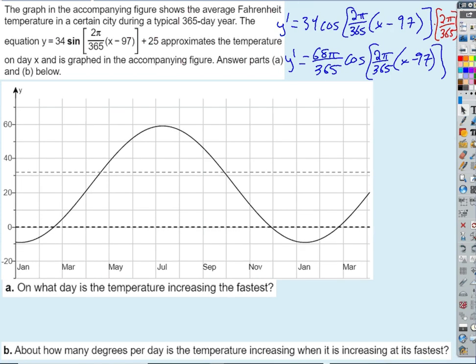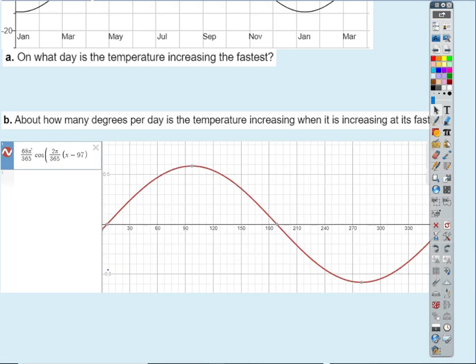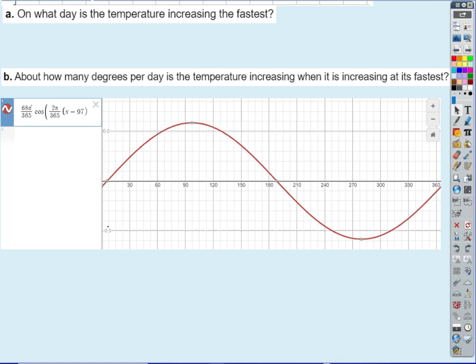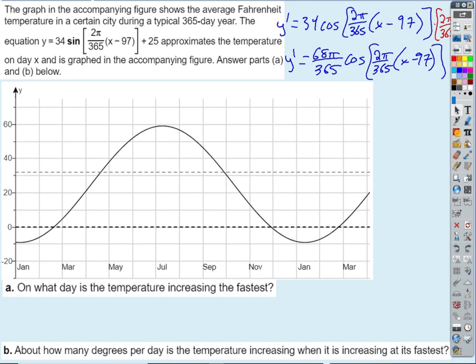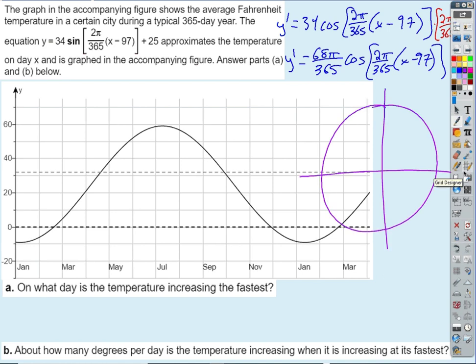It's going to be the number in front. Okay, so that makes sense, doesn't it? That our point is going to be at 97. But now, how can we look at the trig function and see that? If this is our derivative, think unit circle, right? Where is cosine going to be a maximum? Cosine is the x or y coordinate?